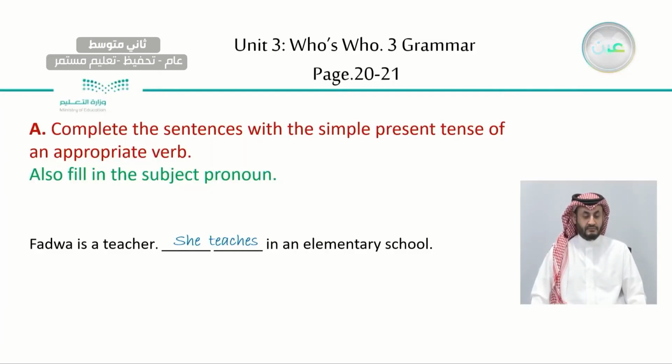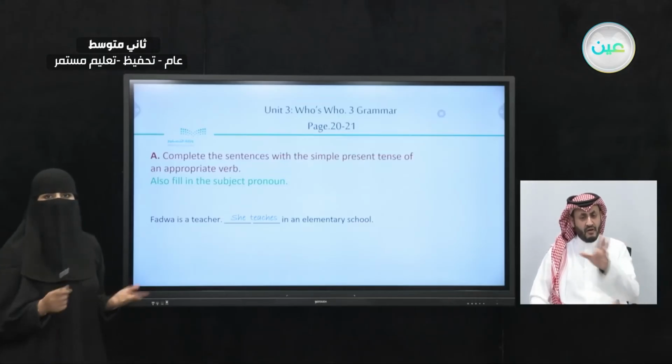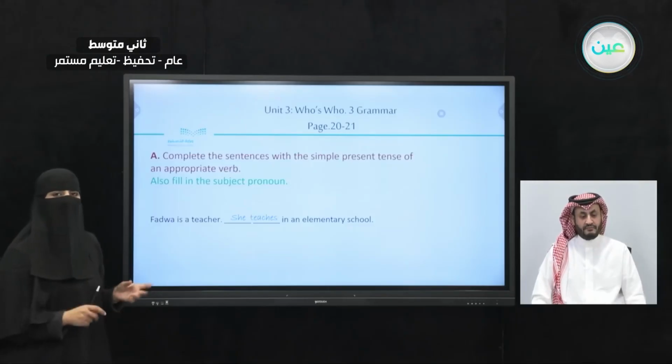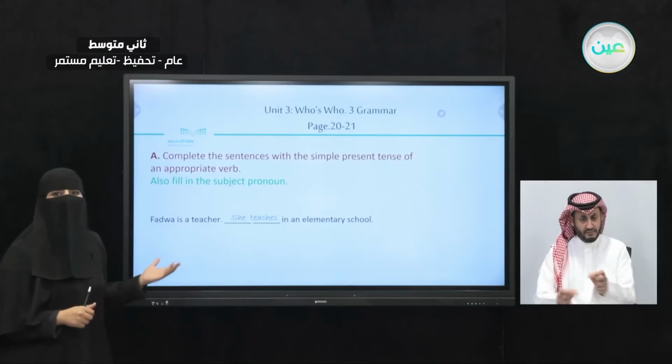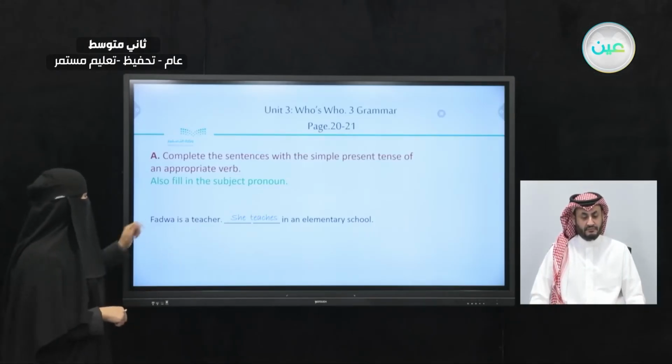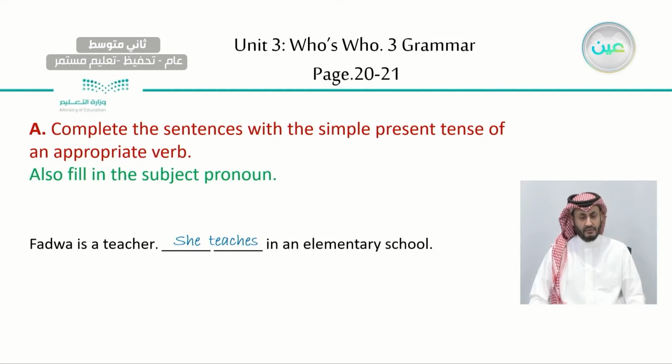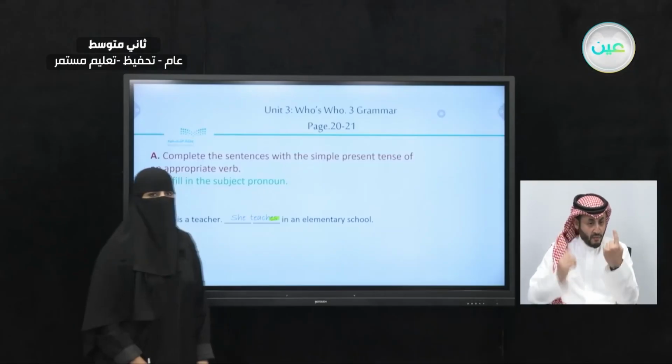Now, let's take a look. We want to complete these sentences with the simple present tense. Also, we want to fill in the subject pronoun. So we are going to use he, she, it, I, you, they, or we. We'll read the sentence and see which word is suitable for the sentence. Like this example, Fedwa is a teacher. She teaches. Look at the ES here. She teaches in an elementary school.